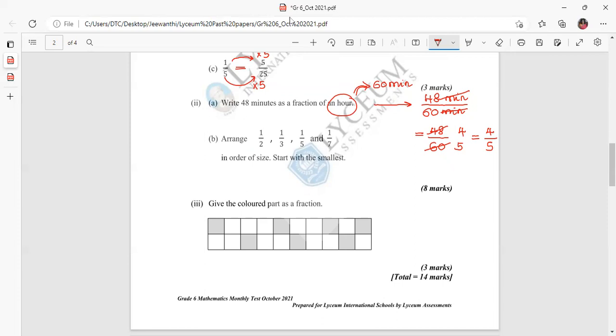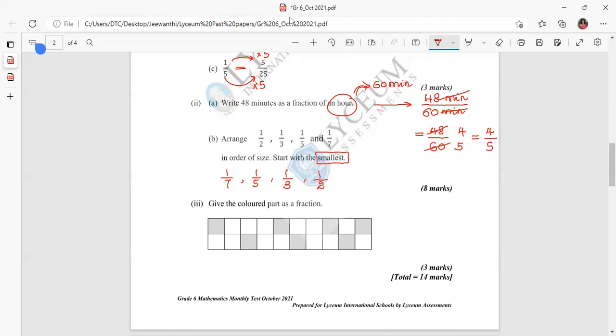They have given again the unit fractions, children. 1 over 2, 1 over 3, 1 over 5, and 1 over 7. And you want to find the order of size. So start with the smallest. That means we want to arrange these fractions in ascending order. What do you mean by ascending order? You list them starting from the smallest. The smallest one should be the bigger denominator, then comma, then you have 1 over 5, then you have 1 over 3, then the biggest fraction will be the smallest denominator.